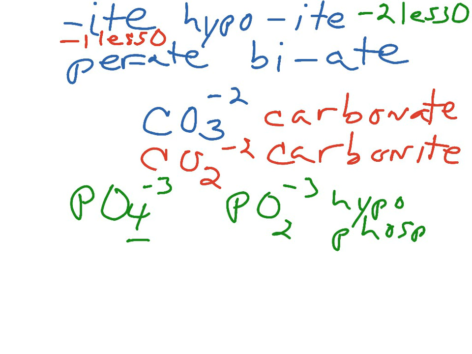Now if I had done that with the carbon instead of a CO2, because I only started with 3 oxygens, the hypocarbonite would be just CO with a -2 charge. All right, perate is going to be one more oxygen, one more.